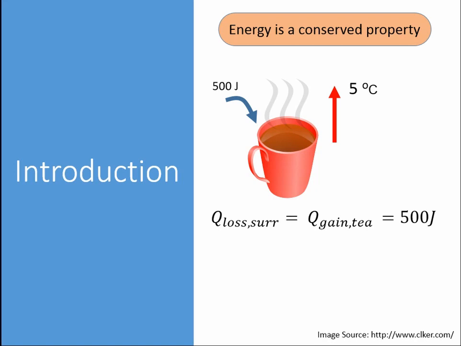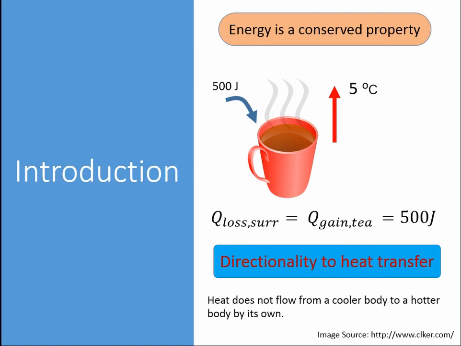But we know by experience this process will never happen in the real world, because a hot cup of tea will not get even hotter by absorbing heat from a cooler surrounding. This is a significant gap in the first law of thermodynamics, and the second law fills this gap by introducing a directionality to heat transfer. It establishes that heat will not flow from a cooler body to a hotter body on its own.